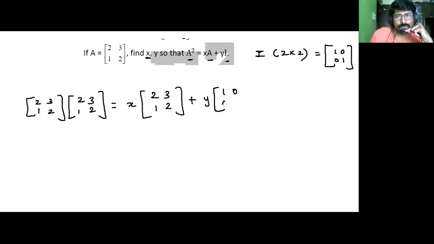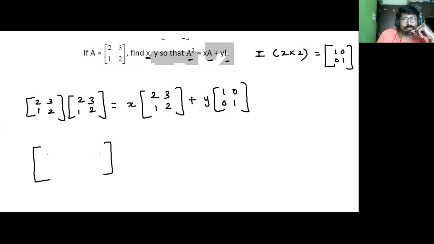plus y into I. What is I? 1, 0, 0, 1. Now, look at this. If we multiply this, it will be a 2 by 2 matrix into a 2 by 2 matrix. So the order of the resultant matrix will be 2 by 2. So there have to be 4 elements, 2 rows and 2 columns, isn't it? Same thing over here. What will happen? It will become 2x, 3x, 1x, 2x.